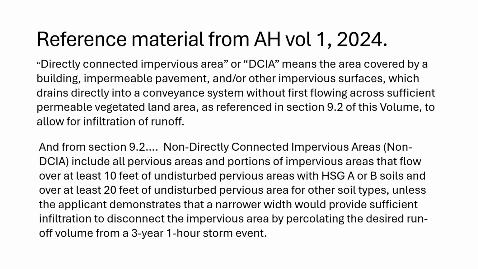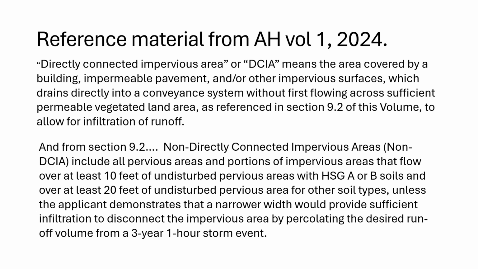Here we'll define a few important terms, drawing directly from the Applicant's Handbook, Volume 1, from June 2024. First, directly connected impervious area, or DCIA, refers to any area covered by a building, impermeable pavement, or other impervious surfaces. The key here is that these surfaces drain directly into a conveyance system without first flowing across enough permeable, vegetated land to allow for runoff infiltration.